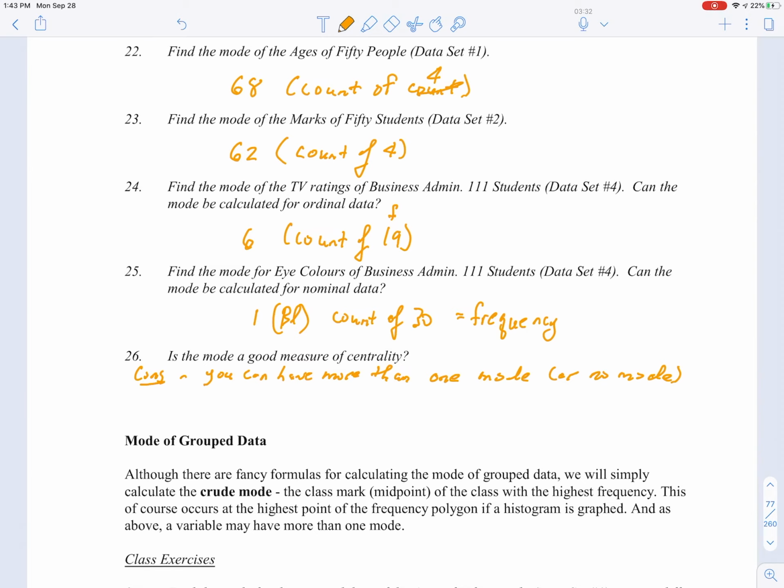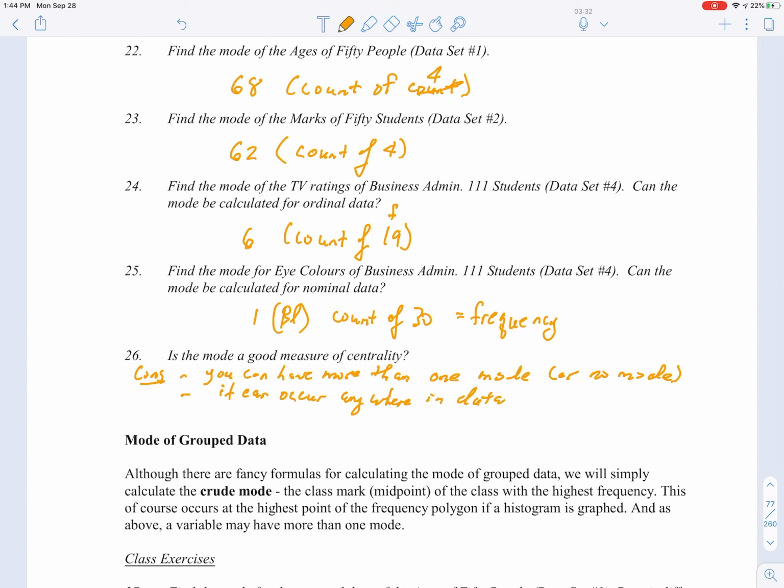So I gave you the example that in the ages of 50 people, we could have had, say, 4 people who had 74, in which case we'd have 2 modes. We'd have a 68 and a 74. So you don't necessarily have just a single mode. And again, there may not be a unique mode at all. The other thing, too, is that it can occur anywhere in the data set. And so we could end up with, say, a very high mode or a very low mode.